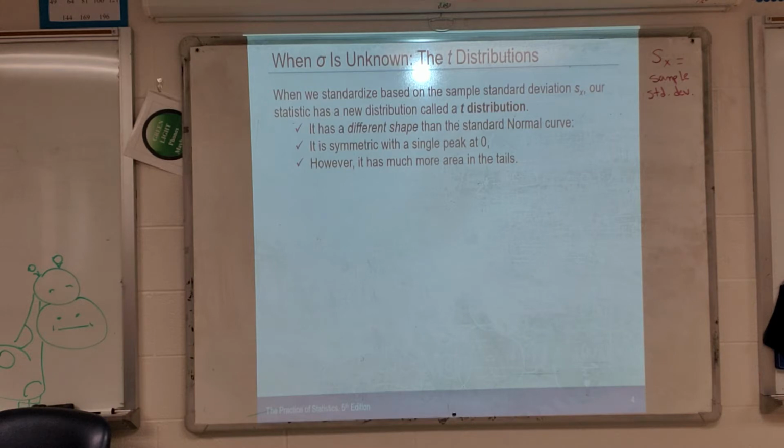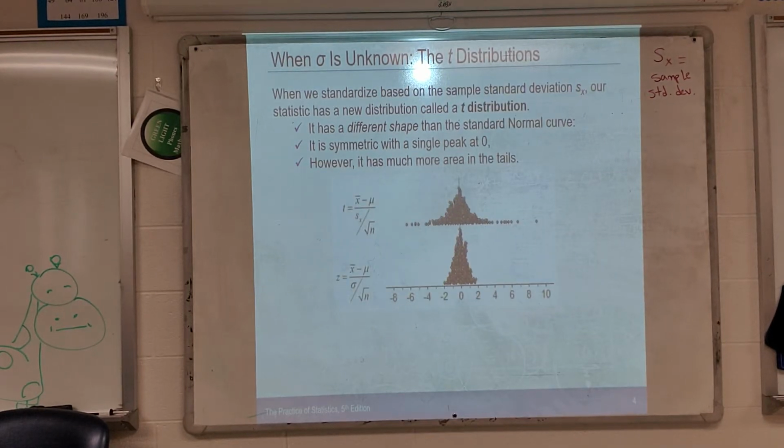Alright, it has a different shape though than the standard normal curve. It is symmetric with a single peak at 0. That's similar. However, it has a little bit more area in the tails than the standard normal. Longer. It still kind of looks like a normal curve, but it's just got a little more area on the ends. The tails are a little fatter. Whereas the standard normal bottoms out towards the axis a little quicker, the t doesn't. It's got a little extra area down there. It's still a density curve. It still has a total area under it of 1, but it's a little bit different.